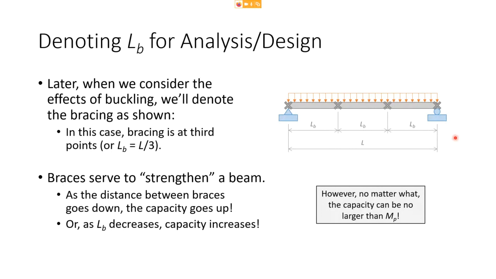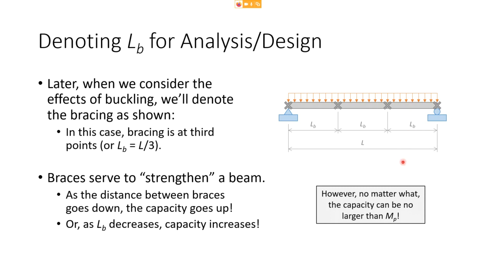As that unbraced length gets longer and longer, not the total length of the beam, but the unbraced length, that unbraced segment gets more and more slender, and it wants to buckle. And vice versa. As the unbraced length gets shorter, the beam gets stronger. But again, no matter what, the capacity can be no larger than MP.